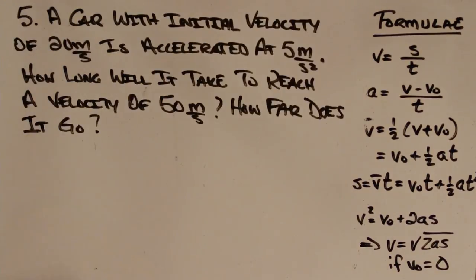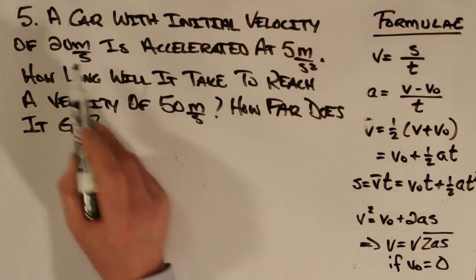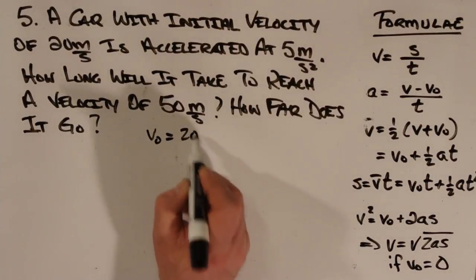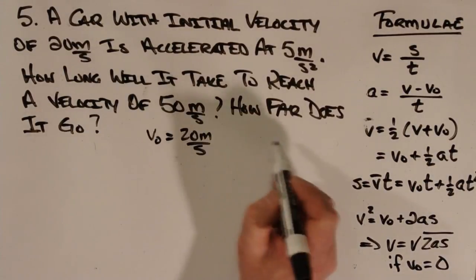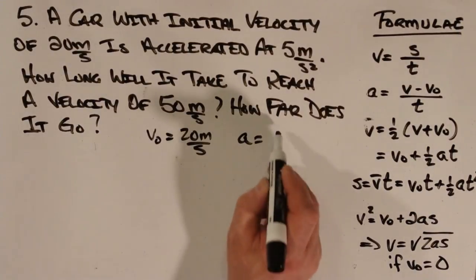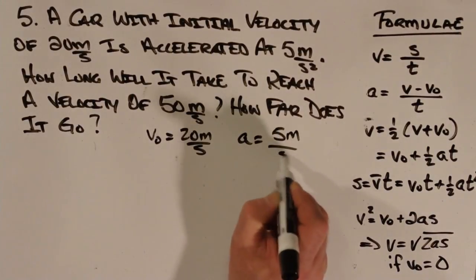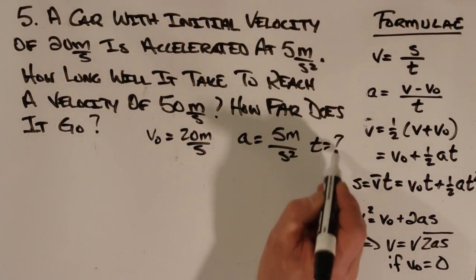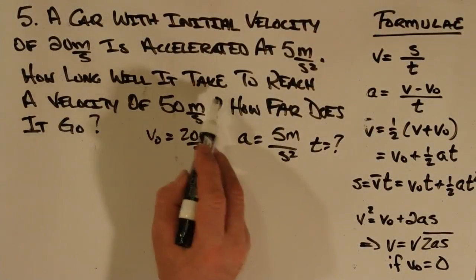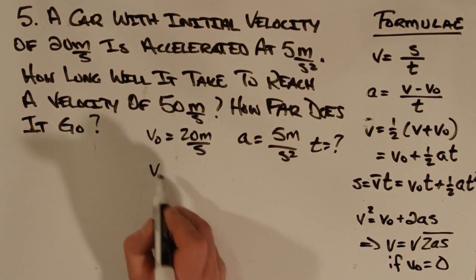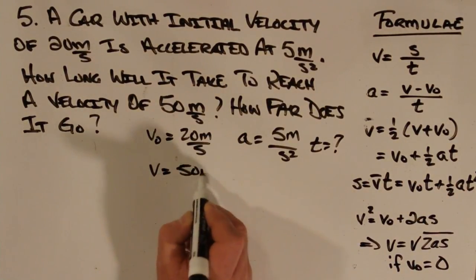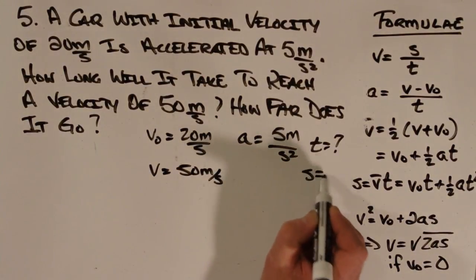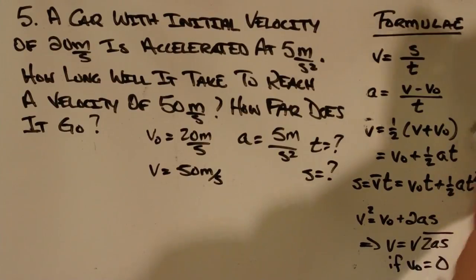Our last problem in this set, a car with an initial velocity of 20 meters per second is accelerated at 5 meters per second squared. We're asked to find how long it will take to reach a velocity of 50 meters per second and how far does it go. So as given, V sub 0 is 20 meters per second. The acceleration, 5 meters per second squared. We need to find the time. We're given a final velocity of 50 meters per second. And we're asked also to find the distance.